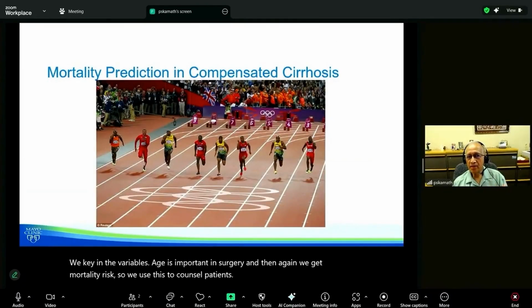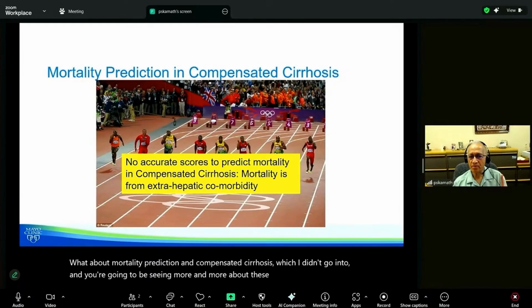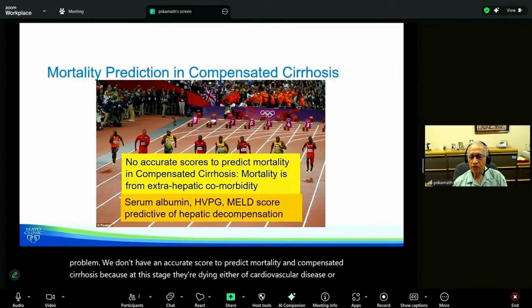What about mortality prediction in compensated cirrhosis, which I didn't go into? And you're going to be seeing more and more about these patients. This is a problem. We don't have an accurate score to predict mortality in compensated cirrhosis because at this stage, they're dying either of cardiovascular disease or cancer. But you can use the MELD score to predict risk of hepatic decompensation.